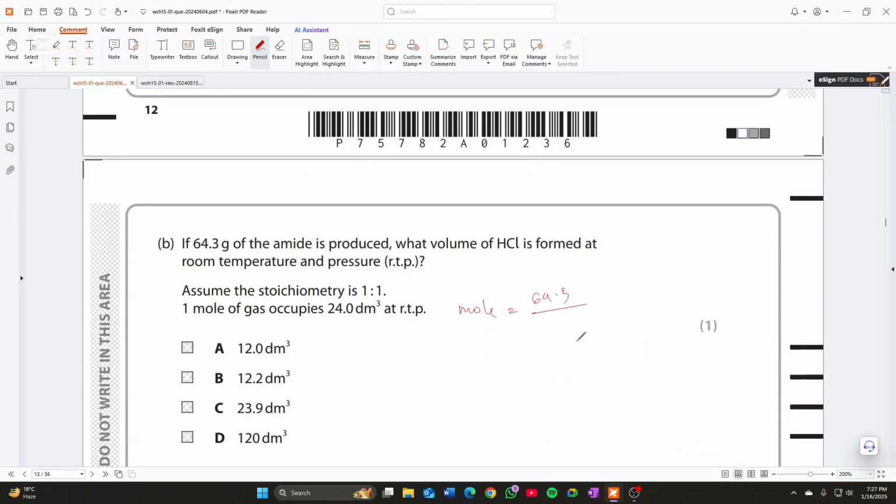Okay, so therefore the moles is 64.3 divided by 129, and the answer is 0.5, so 0.5 moles. Therefore 0.5 moles of HCl is produced. So 0.5 moles of HCl will give what? 0.5 times 24 equals 12 cubic decimeters. So our answer is A.